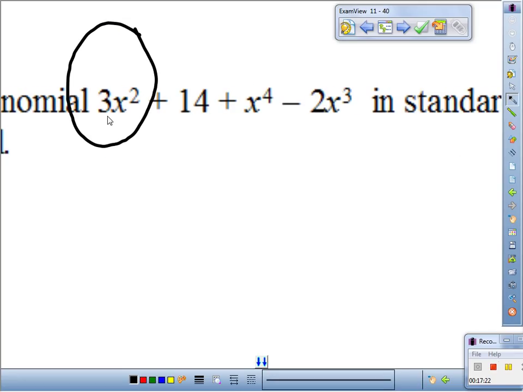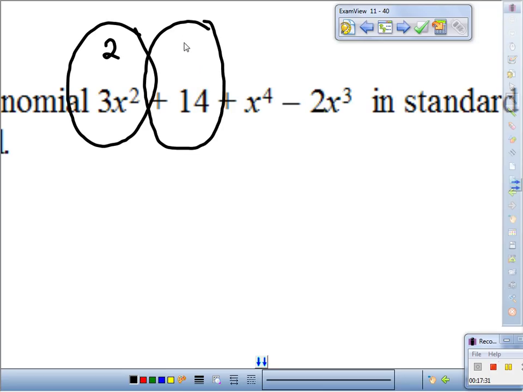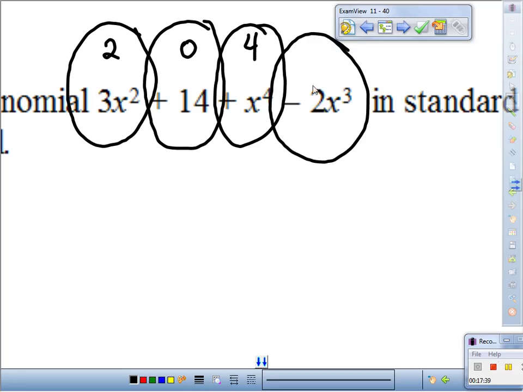What degree is this one? Look at the exponent on the variable. What is it? 2. What degree is this one? There's no variable, so it's 0. What degree is this one? 4, because the exponent on the variable is 4. What degree is this one? 3, because the exponent on the variable is 3.